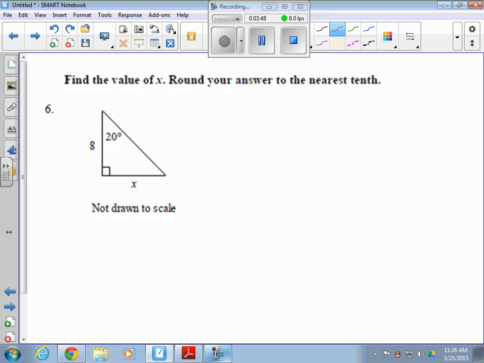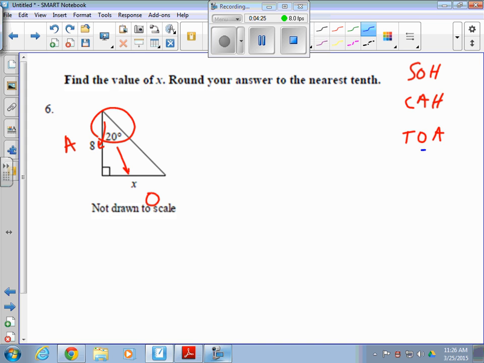Find the value of x, round your answer to the nearest tenth. This is geometry right here. So this is your reference angle. We're starting to understand what reference angles are a little bit more based on the context we've been using this last week. In reference to 20 degrees, x is the opposite, and 8 is the adjacent. You don't have a hypotenuse. So SOHCAHTOA tells you how to solve it: sine equals opposite over hypotenuse, cosine equals adjacent over hypotenuse, tangent equals opposite over adjacent.